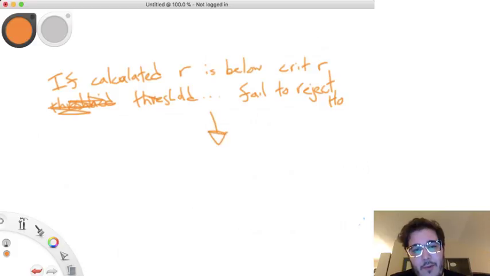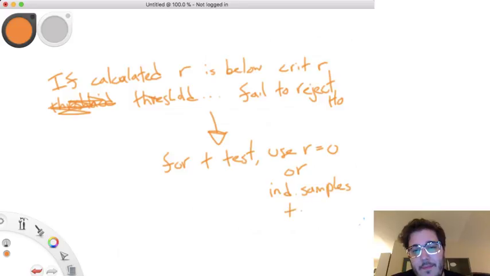And then for the t-test, you would use R equals 0 or do the independent samples t-test, which are exactly the same. If you plug in R equals 0 into the equation for the paired samples t-test, it would give you the same thing as the independent samples t-test. So if you fail to reject R, then don't use that R. Don't use a non-significant R in a paired samples t-test. Just a word of warning.